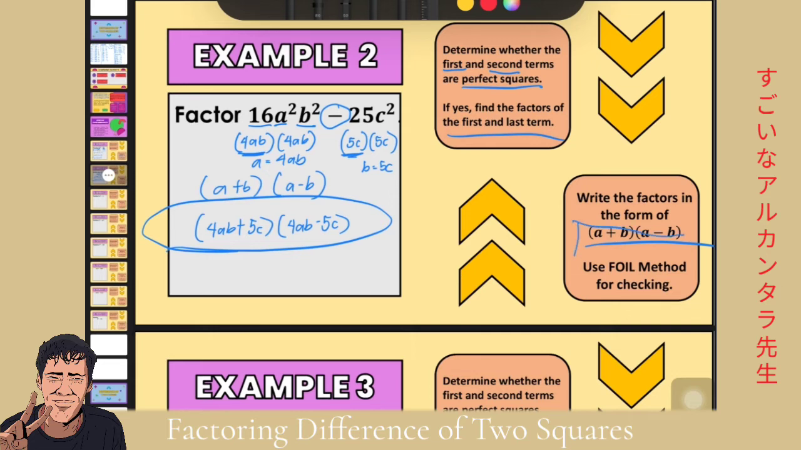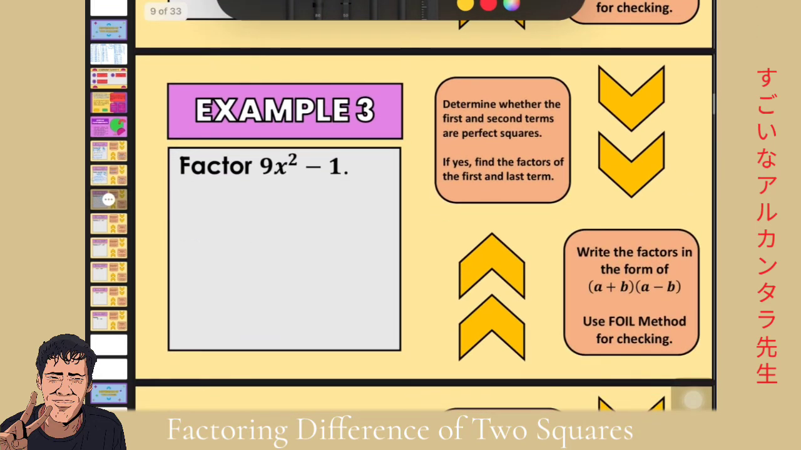When you have patterns like this, you don't really have to worry that much. You just have to remember how to substitute. Okay? So let's have another one. 9x squared minus 1. It's still a difference, and these are still squares.